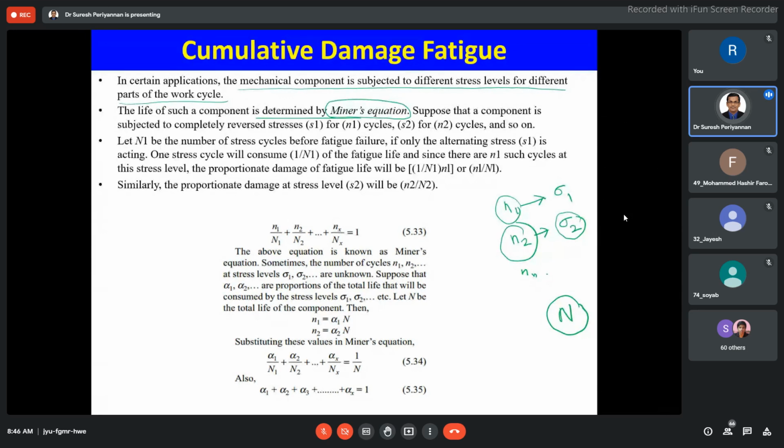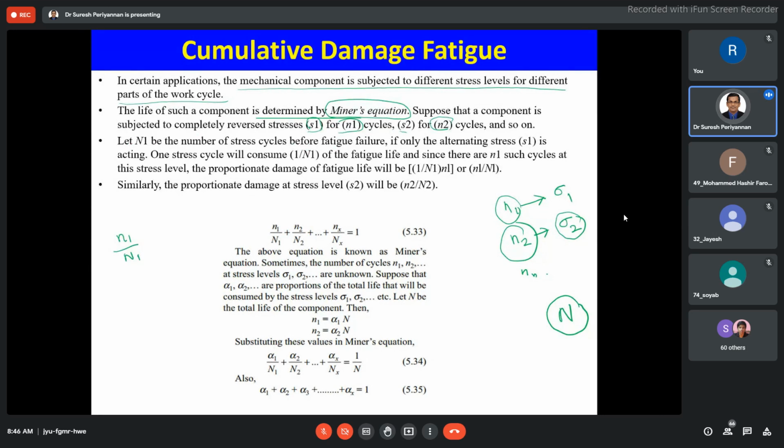Suppose the component is subjected to completely reversed stress S1, the reversed endurance strength, at N1 cycles, then S2 for N2 cycles, S3 for N3 cycles, and so on. Let capital N1 be the number of stress cycles for fatigue failure. What is the number of fatigue failure cycles at S1? It is small n1 divided by capital N1.